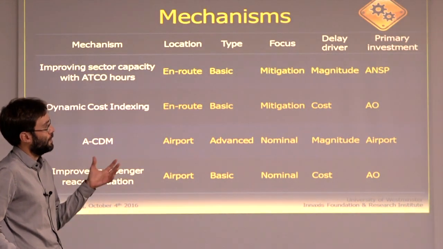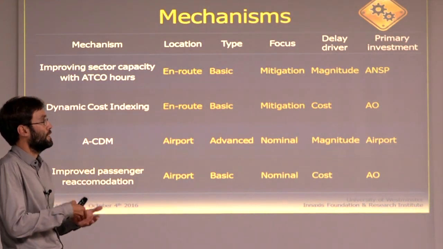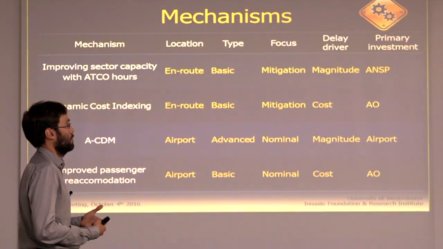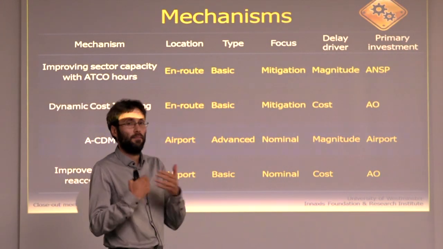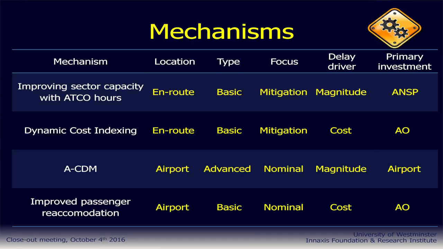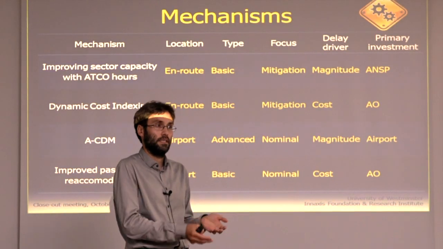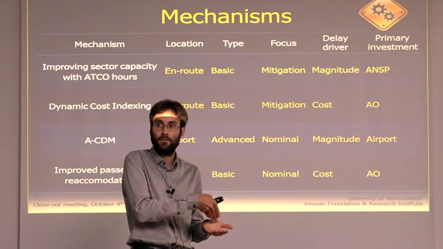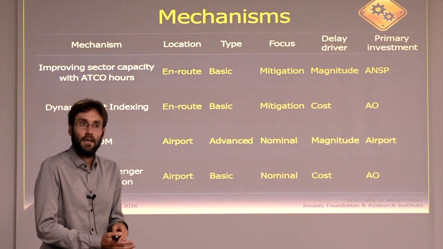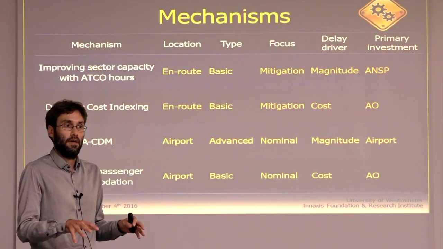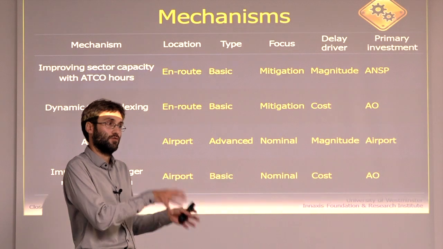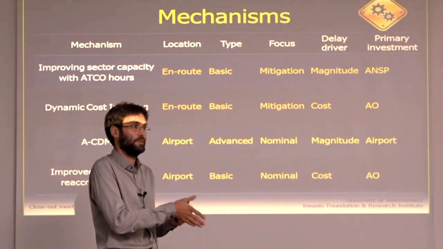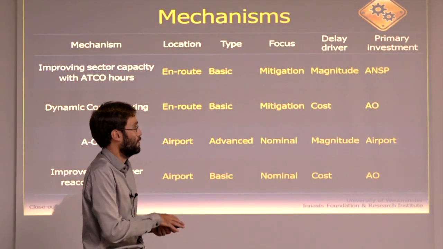We think that some of them are more targeted to mitigate a problem. For example, with dynamic cost indexing, we have a plane that is delayed and we try to mitigate that delay. Or with improving sector capacity with ADCO hours, we have a problem with capacity, so we put in controllers. So we are targeting specific problems. While others are mechanisms that are running in the background and are helping to solve disruptions, but they are not targeted to a very specific disruption, such as for example ACDM.